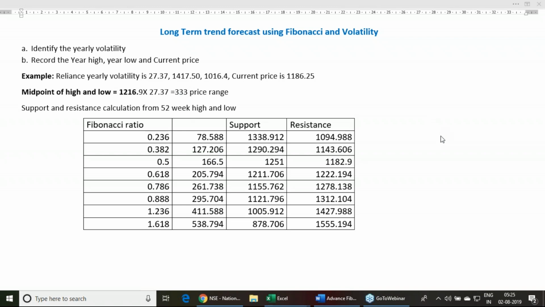And now compare it with your current price. For this comparison, you need to see whether the 52-week low happened first, or the 52-week low is the latest data, or the 52-week high is the latest data. Whichever is the latest data, the retracement is happening from there only. If the retracement is happening from the 52-week high, then you need to see at which Fibonacci ratio the current price is.